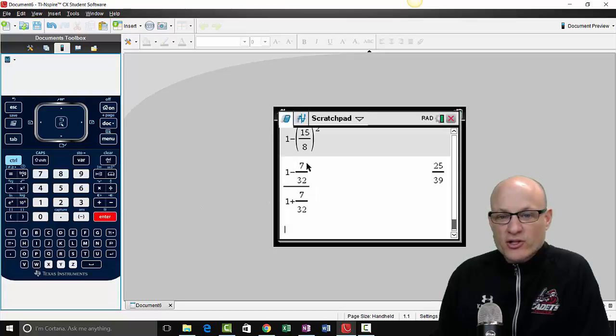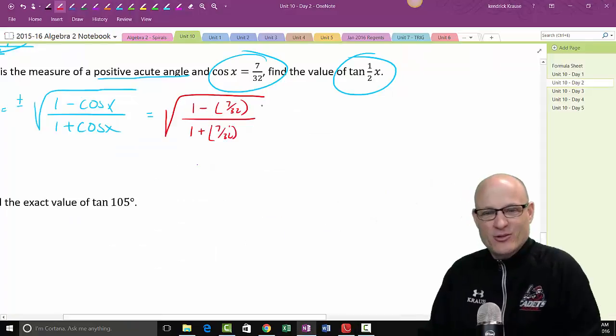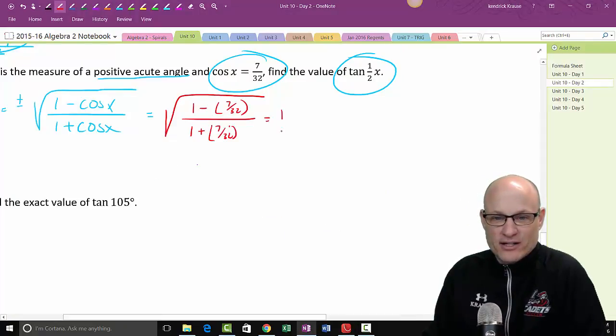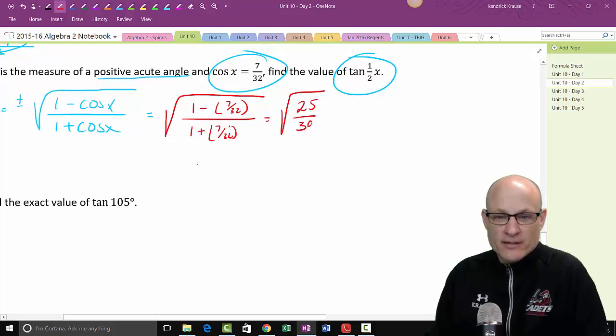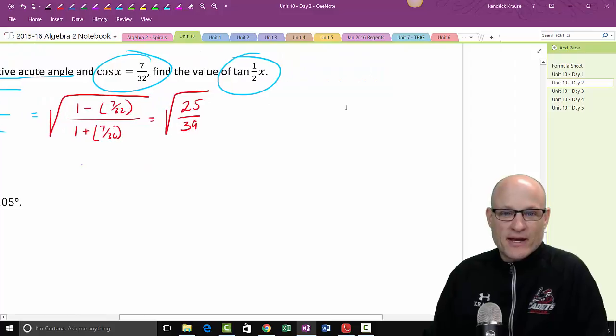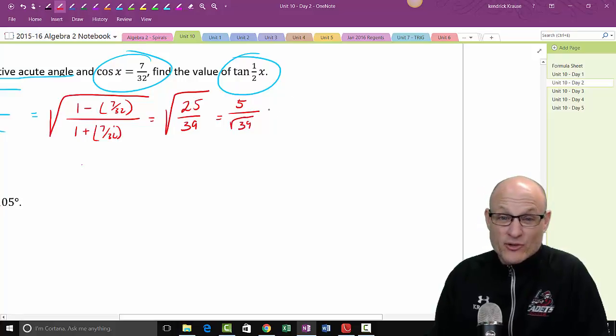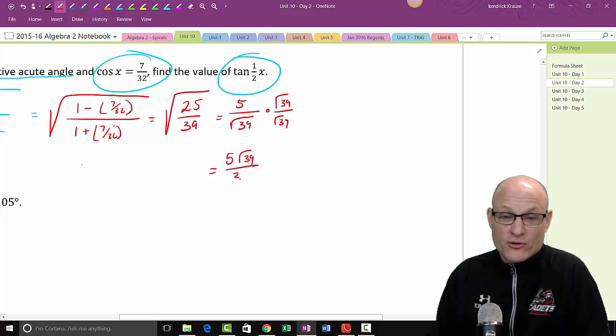I hit enter. Notice it looks really nice over here for me. I get 25 over 39, which isn't great, and you're going to see why in a minute. Some of you are like, oh, I know why. 25 over 39. Well, the square root of 25 isn't bad. The square root of 25 is just 5. But it's 5 over radical 39. I can't have a radical in the denominator, so again, you got to rationalize, multiply by radical 39 over radical 39, and your final answer is 5 radical 39 over 39.